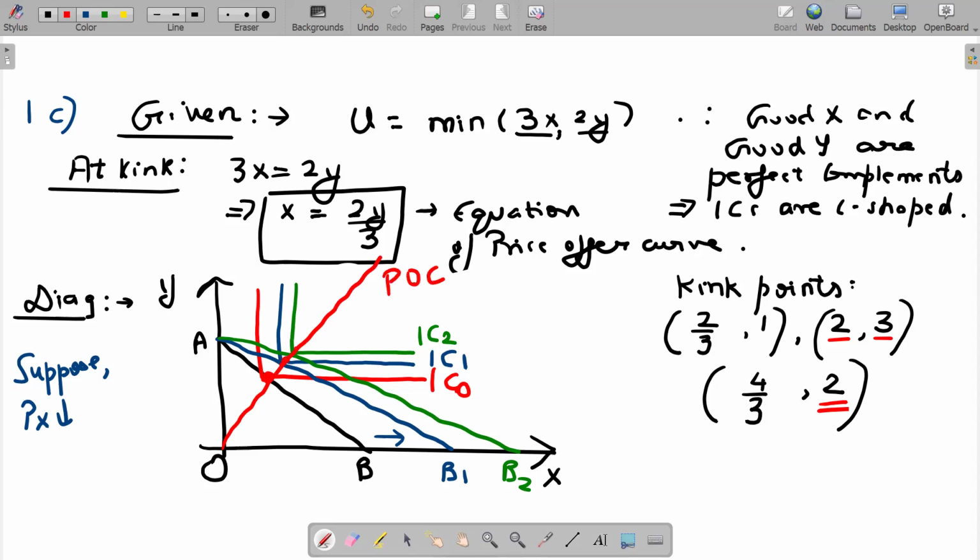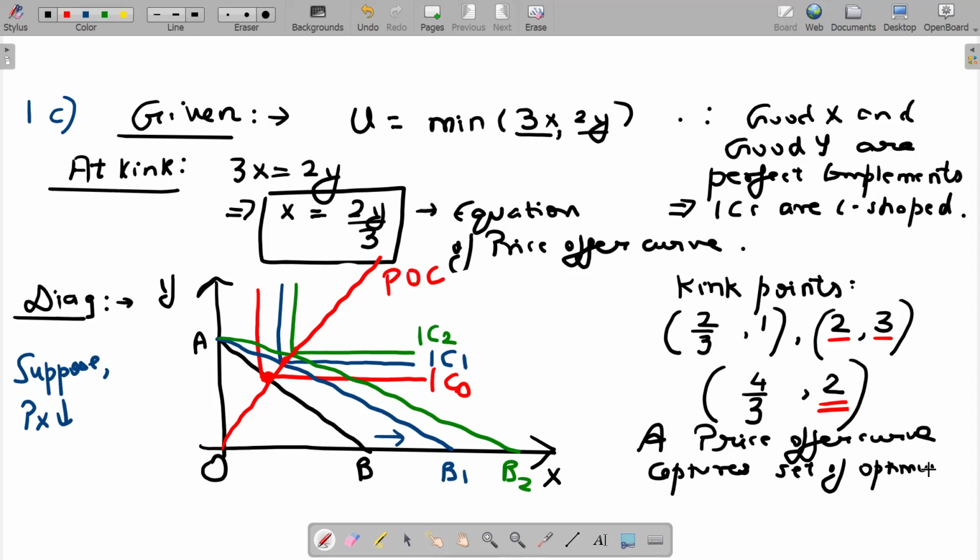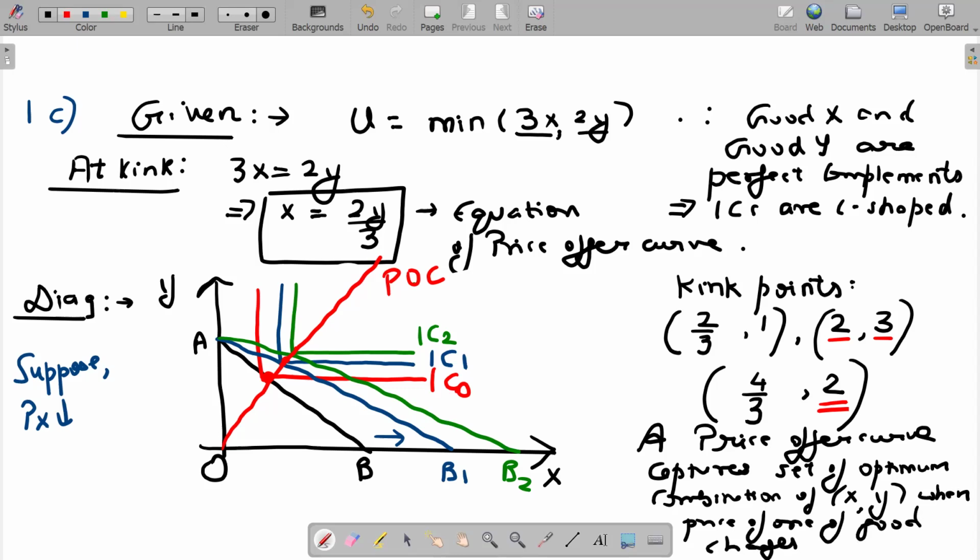So remember from my lectures on demand theory, I can recall for all students, a price offer curve captures the set of optimum combinations of X and Y when the price of one of the goods changes, while the price of the other good and income are constant.